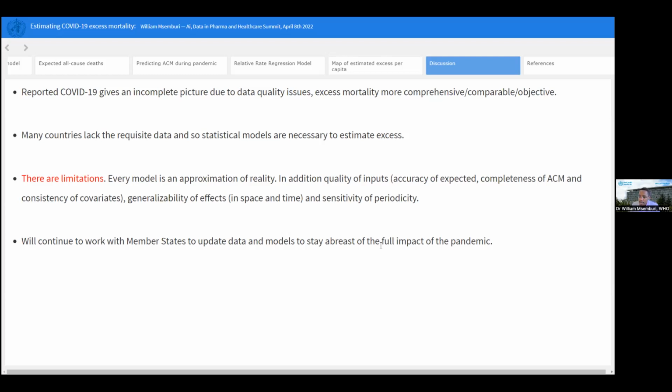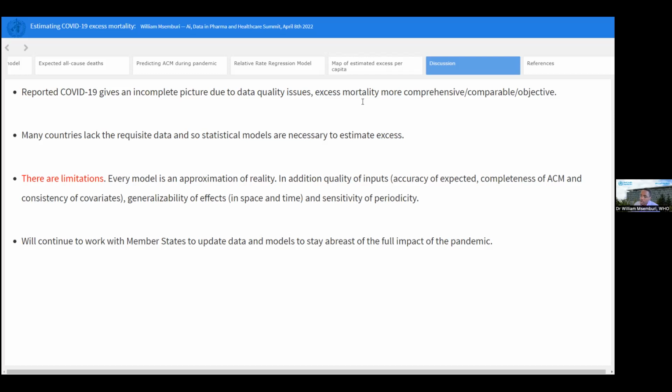There are limitations in the modeling, so we know that every model is an approximation of reality. In addition, we have to contend with the quality of the inputs. That's the accuracy of the expected deaths, the completeness of the all-cause mortality, and also the consistency of the covariates, the way that they've been measured or defined across countries for us to be able to use them within the model. We're also contending with the generalizability of the effects, both in space and time.